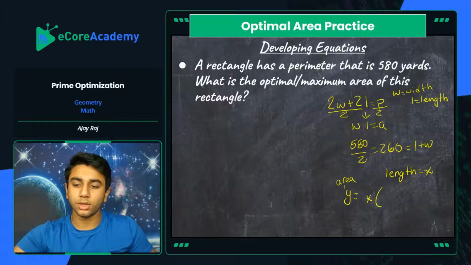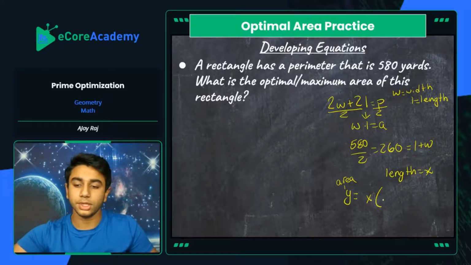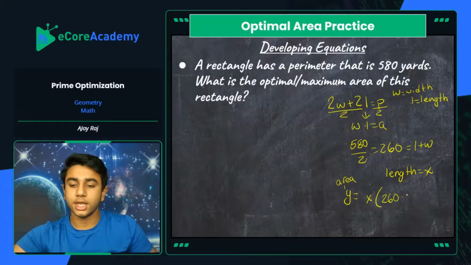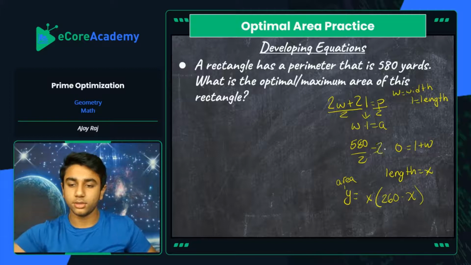So what exactly is our width? We know that if length equals x, the width must equal 290 minus x, because our length plus our width are going to add up to 290. So we know that 290 minus x is going to be equal to our width. Oops, sorry, I apologize. It should be 290. My bad. 290 and 290.